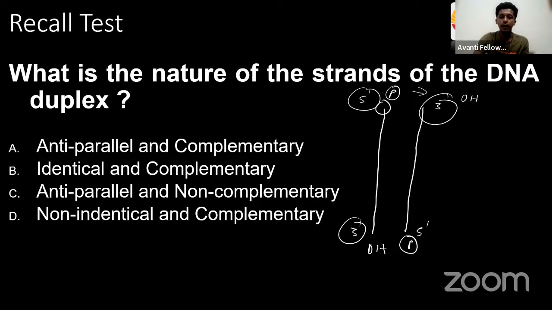So what is complementary? Complementary nature is that we have nucleotides in each of the DNA strands. If we have adenine here, then definitely in the opposite strand there will be thymine. If we have cytosine here, definitely there will be guanine in the opposite strand. So it is anti-parallel and complementary, right? So our option A is right.